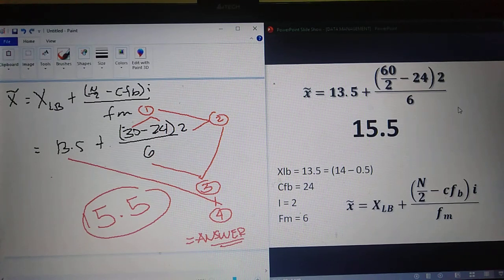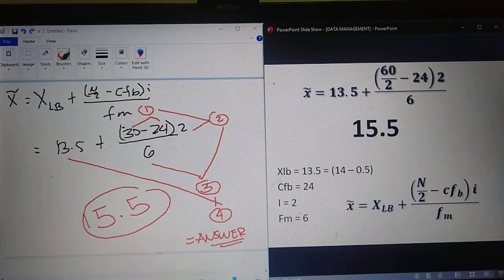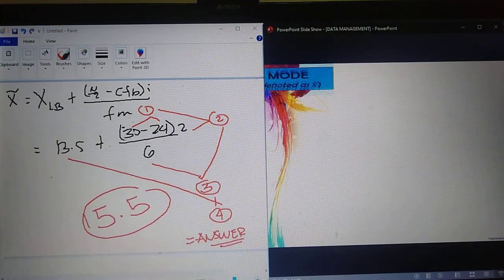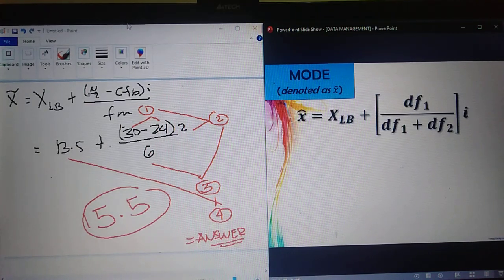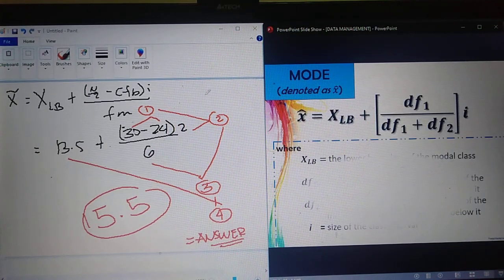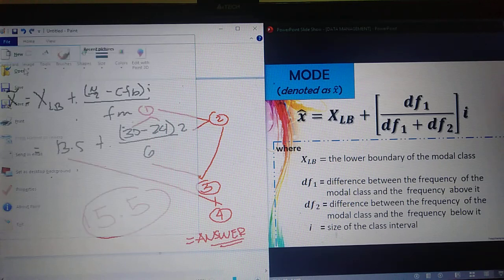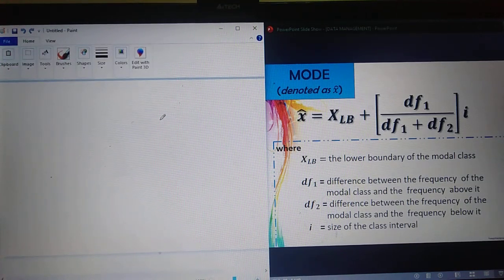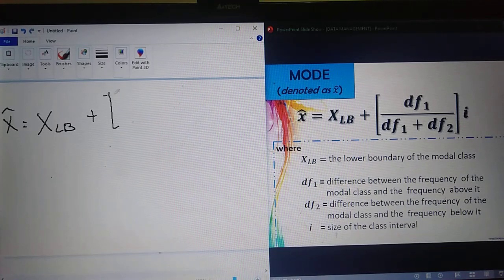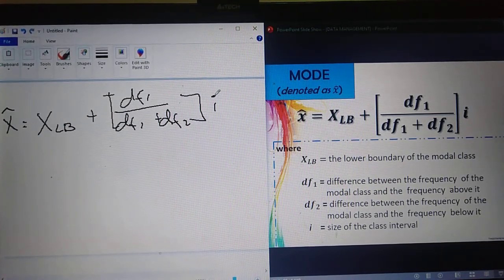Now, let's proceed to the last one. For this topic, measures of central tendency for group data, we have the mode. Ayan. So, ganyan lang kasimple. Yung formula natin: mode is XLB, may lower boundary ulit, plus df1 all over df1 plus df2 times i. Okay, paano nga ba kumuha ng df1, df2?